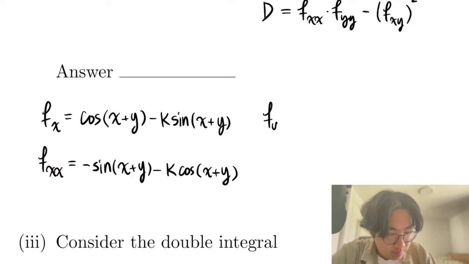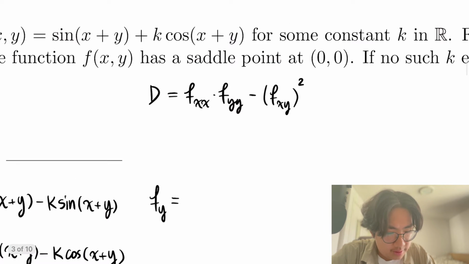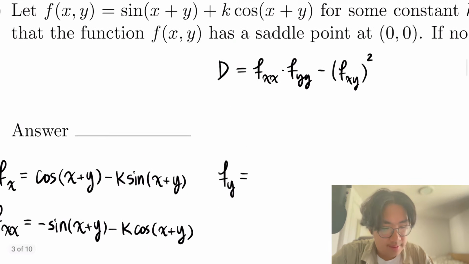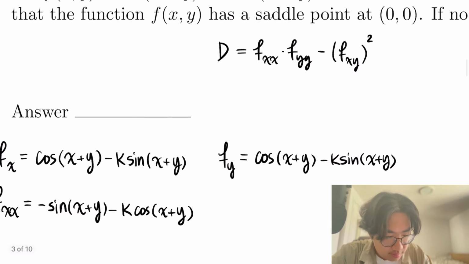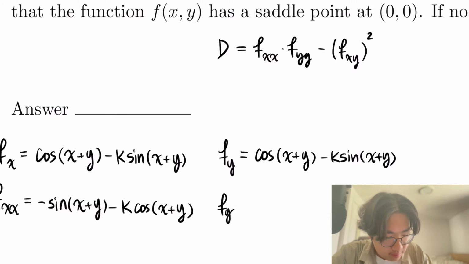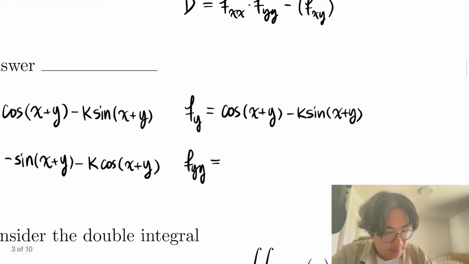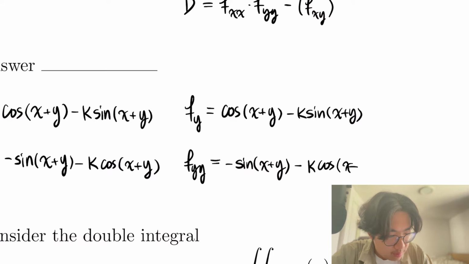Next, f sub y, very similar idea. I actually think it's identical, so yeah, pretty sure it is identical. So cosine of x plus y minus k sine of x plus y. And then f sub yy, same idea, negative sine of x plus y minus k times cosine of x plus y.